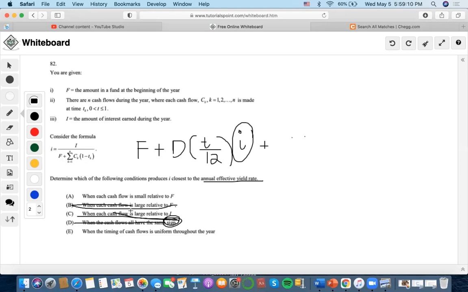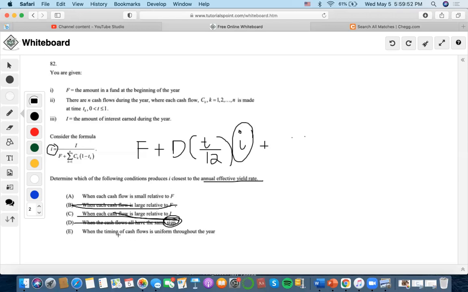What else? Then it says when each cash flow is small relative to F. This would make better sense, right? Because if we make each cash flow large relative to F, it's not going to be as small when comparing it to the I that we're computing. And that is what the question is asking, something that is small, right? So A could be kept. So we kind of get the grasp of this question and we realize that it's testing us on the quantity, whether it's small or large.